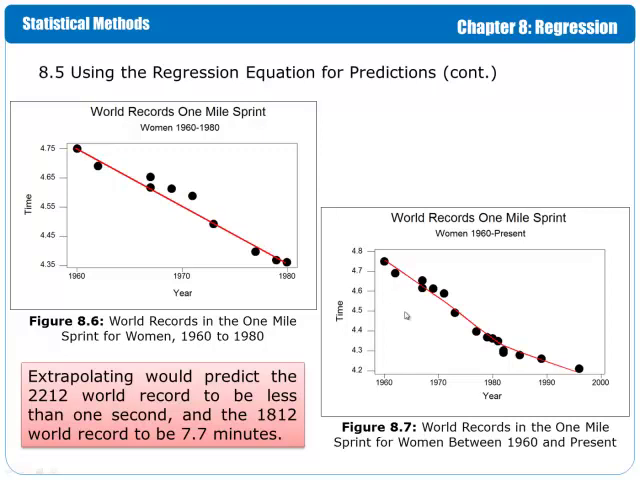Let's take a look at what happens after 1980. If you notice, there's actually a leveling out of the pattern. If you think about it, the world records are not going to continue to drop at a linear rate. In fact, if we were to extrapolate, we would predict that in the year 2212, the world record would be less than 1 second for running a 1-mile sprint, and in 1812, the world record would have been 7.7 minutes. Now, although the 1812 figure looks like it could be reasonable, the 2212 world record estimate does not.